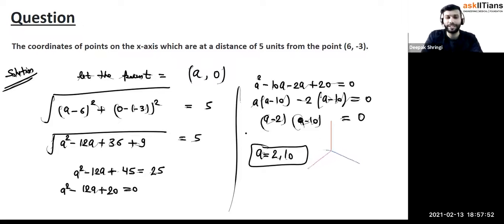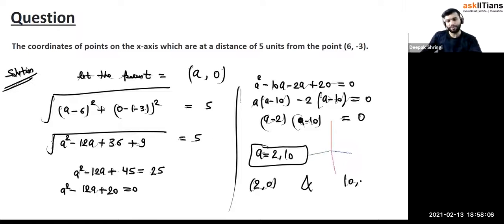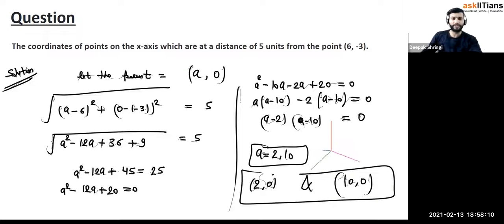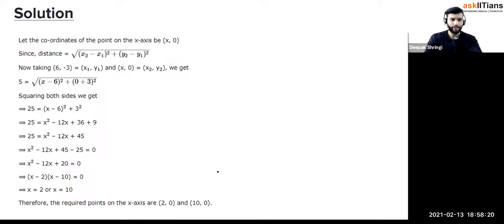Okay, and that's why the question is saying coordinates of the points on the x-axis. We don't need to find the a. We need to find the coordinates of the point on the x-axis, right? So if a is 2, the coordinate of the point would be 2 comma 0. And if a is 10, it would be 10 comma 0. Definitely y is going to be 0 because the point lies on the x-axis, right? So guys, we got the answer as 2 comma 0 and 10 comma 0. Am I clear to everyone? Simple tha. There is no doubt about it, right? Let's move forward. Okay. So yeah, we got the answer over here.